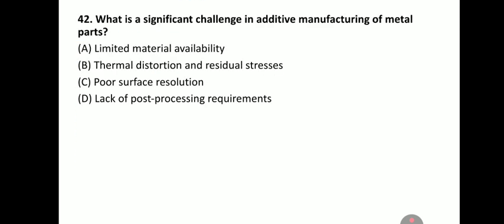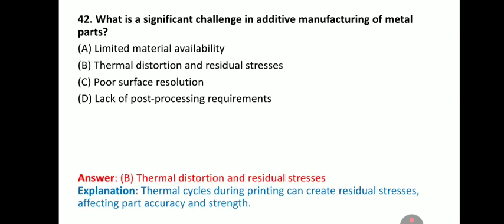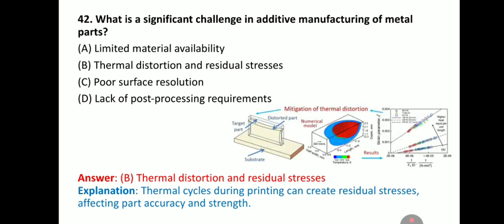Next question, what is a significant challenge in additive manufacturing of metal parts? The answer is thermal distortion and residual stresses. So thermal cycles during printing can create residual stresses affecting part accuracy and strength.